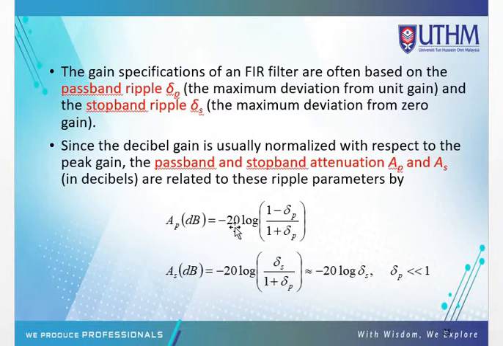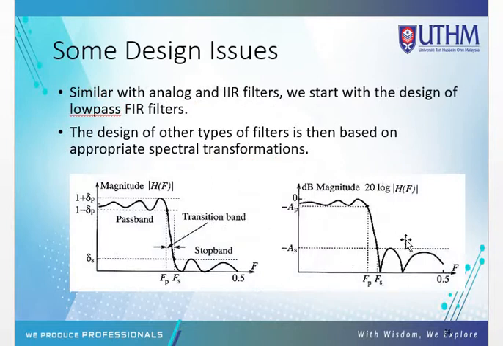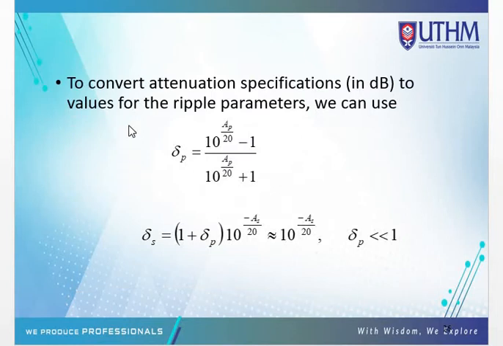Okay, AP equals negative 20 log of (1 minus delta P) over (1 plus delta P). For the stop band attenuation, you have AS equals negative 20 log of delta S over (1 plus delta P). Okay, AP and AS are referred to this one, which is for the 20 log. And then to convert the attenuation in dB to a value for the ripple parameter, we can use delta P like this. Okay, this is the formula for delta P and for delta S.